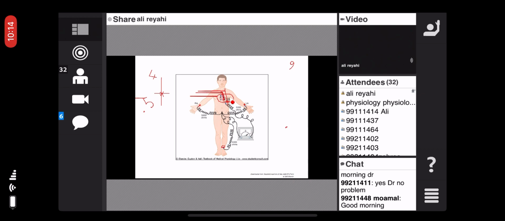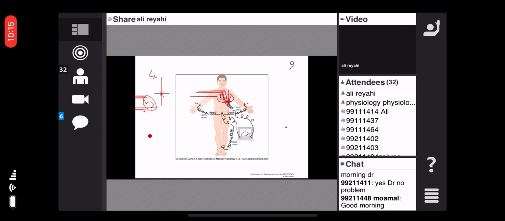Lead 5 and lead 6 are on the fifth intercostal space, at the anterior axillary line and the mid axillary line, at this point. And finally, lead 3 is located between lead 2 and lead 4. So you learn the location of the 12 leads of ECG.